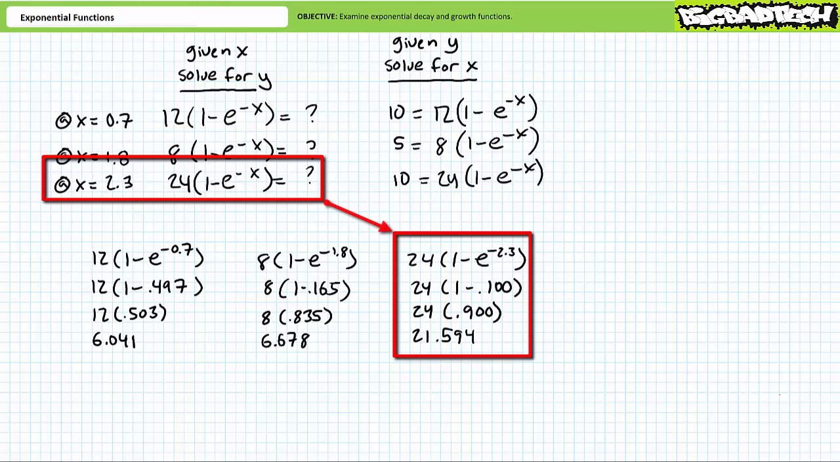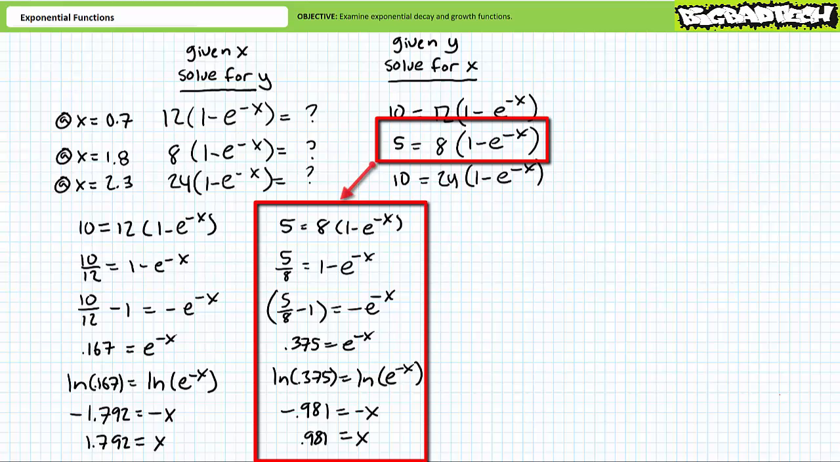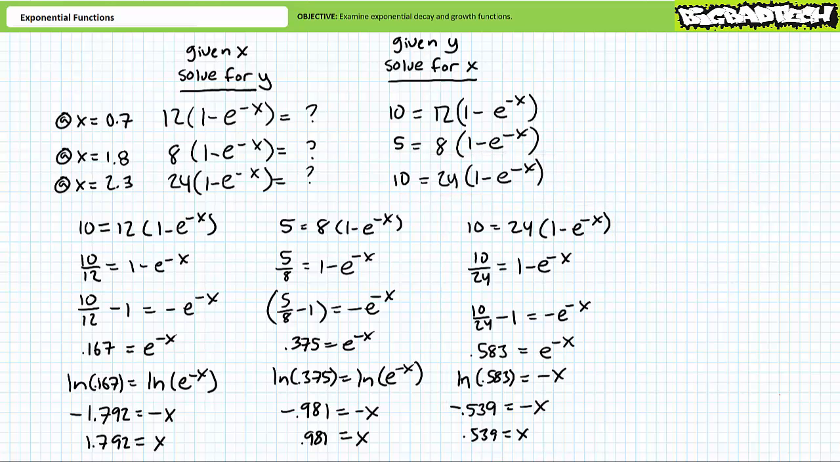At x equals 2.3, 24 times 1 minus e to the negative x yields a value of approximately 21.594. For our second set on the right, the function 12 times 1 minus e to the negative x obtains a value of 10 at x equals roughly 1.792. The function 8 times 1 minus e to the negative x obtains a value of 5 at x equals roughly 0.981. The function 24 times 1 minus e to the negative x obtains a value of 10 at roughly x equals 0.539. Again, I've illustrated the algebraic steps necessary to obtain these values, but it's all the same techniques.